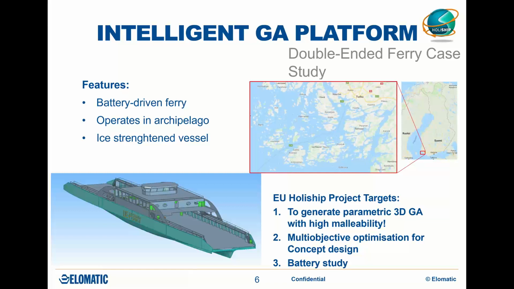And what were the main targets of the HOLISIP project? There were three of them. The first one was to generate a parametric 3D ship model, which we can easily modify after the initial design. So that's why we modeled the ferry as parametric. The second objective was to optimize several objectives, for example, resistance, propeller load balance, steel weight by optimizing, in our case, the ice belt design.